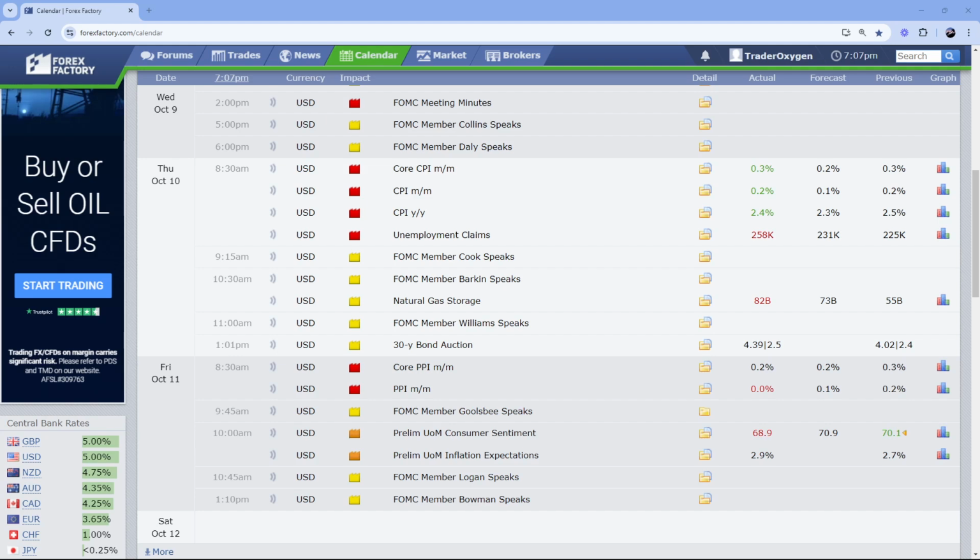index futures. Okay, looking at the economic calendar, we can see at 8:30 we had high impact news, which is good because we can expect volatility in the market. So that's great for us. Let's see what's next.